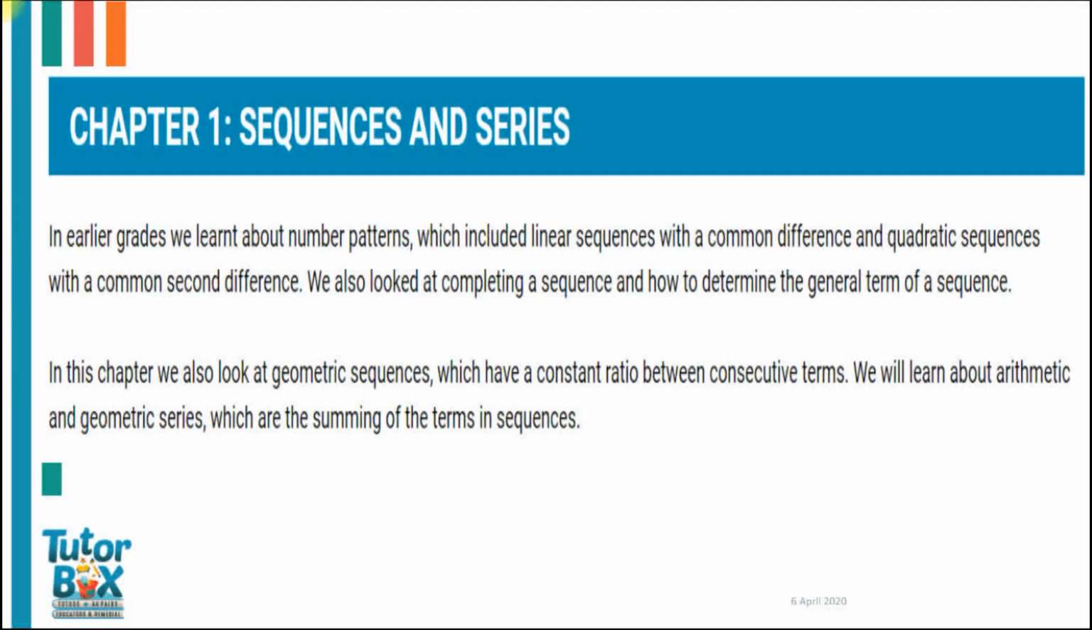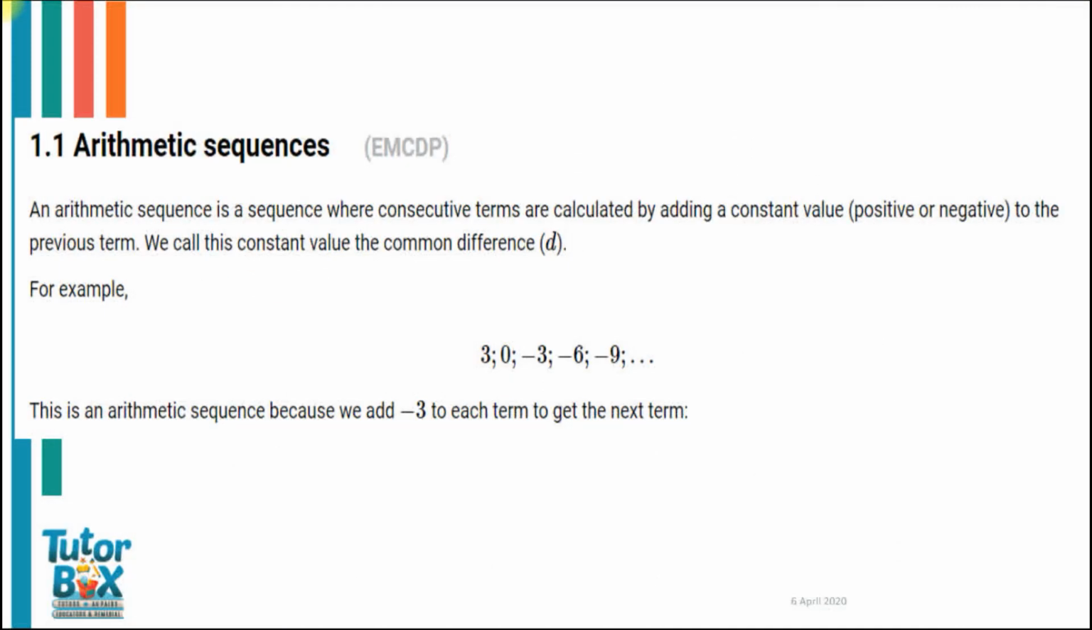So in earlier grades, we learned about number patterns, which included linear sequences with a common difference, that's like grade 10 stuff, and quadratic sequences with a common second difference, that's grade 12. We also looked at completing a sequence and how to determine the general term of a sequence. Now in this chapter, we'll also look at geometric sequences, which have a constant ratio between consecutive terms. We will learn about arithmetic and geometric series, which are the summing of the terms of sequences. Okay, so let's start with arithmetic sequences.